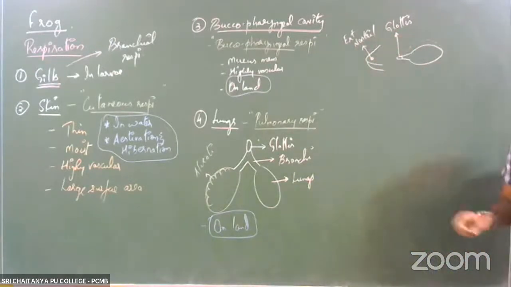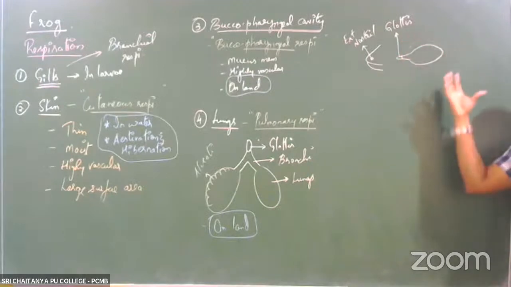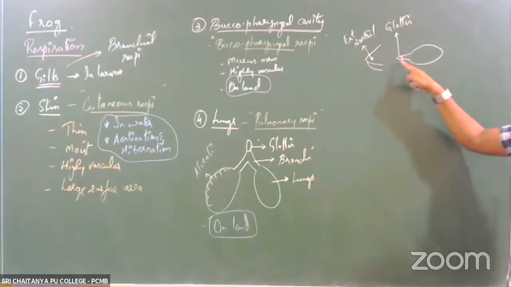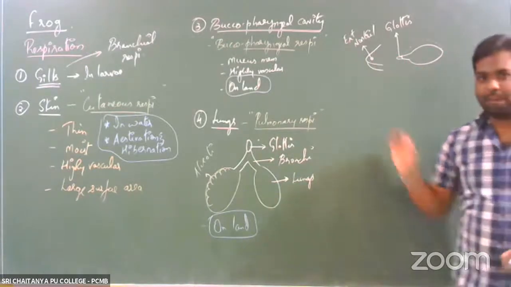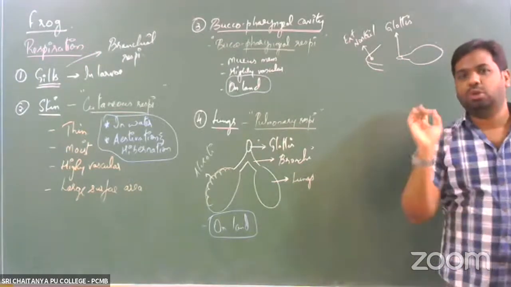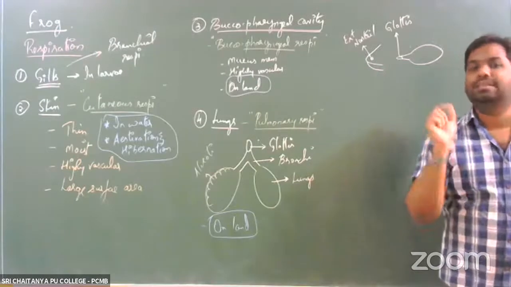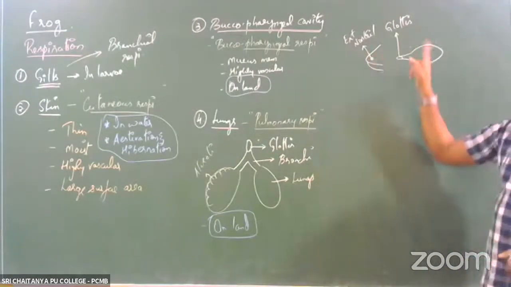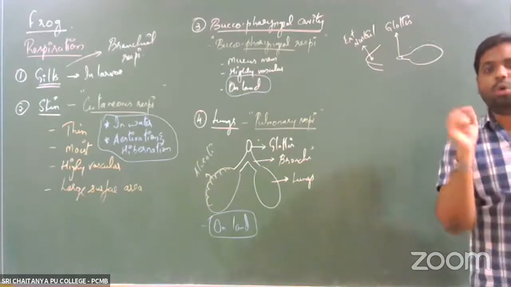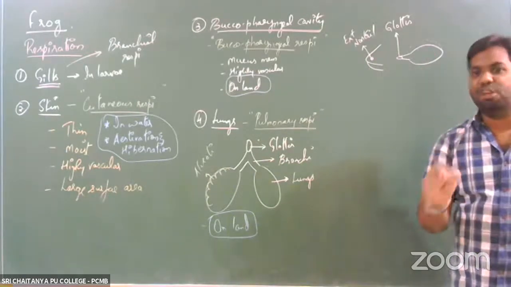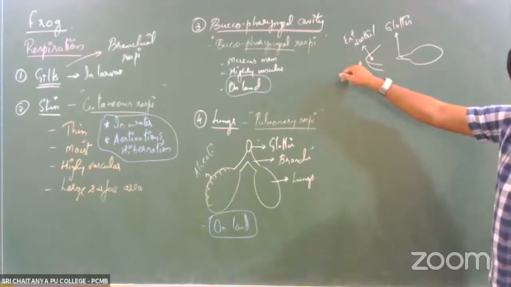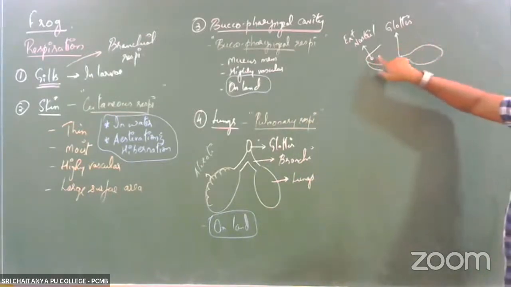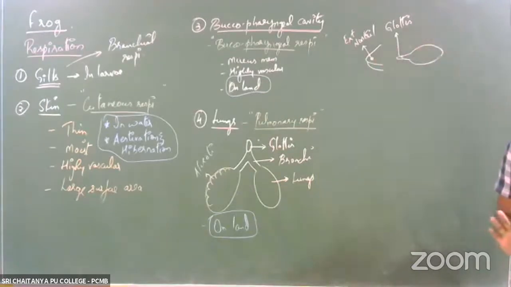So there are two openings for the air to enter into the lungs. First, it should pass through the external nostrils, and then it should enter into the glottis. What exactly happens here is both these openings do not remain open at the same time. So this you have to fix up in your mind. External nostrils and the glottis do not open at the same time. If the external nostril is open, the glottis would be closed. If the external nostril is closed, the glottis would be open.